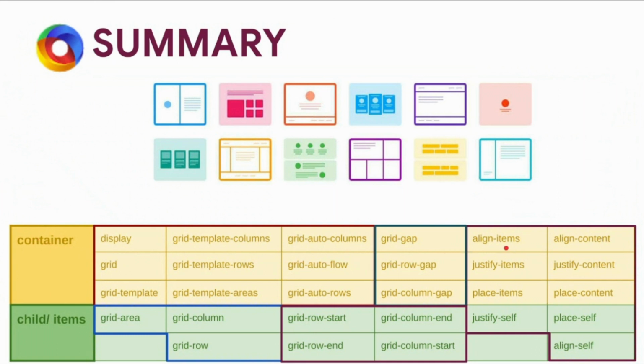All these properties, that is align items, justify items, place items, are in the parent container, in the grid one. Okay, but the properties like justify self, place self, and align self are inside your child. So, one of the items.